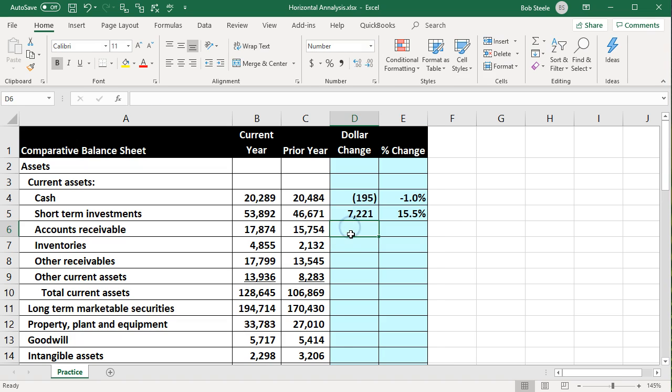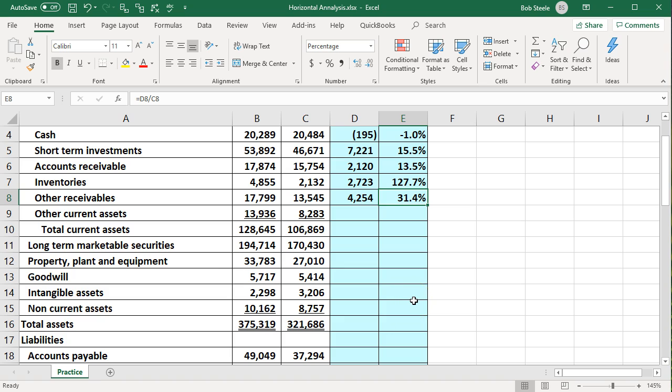And then the accounts receivable is going to be equal to the current year minus the prior year. The change will then be equal to the dollar change divided by the prior year. And then we'll take the other receivables, the current year minus the prior year. And now Excel's starting to calculate the percent change for us.